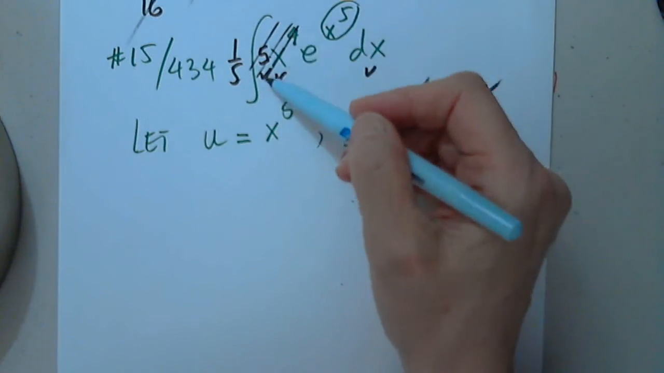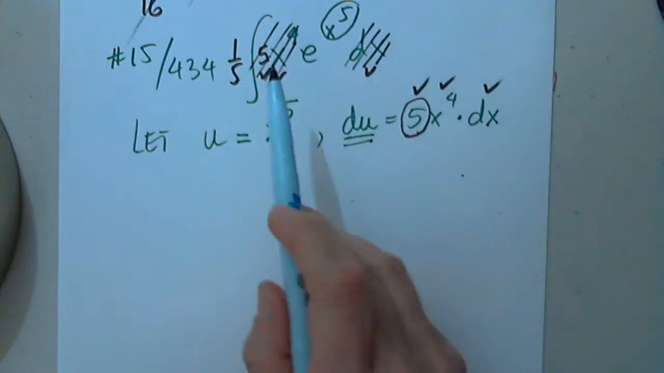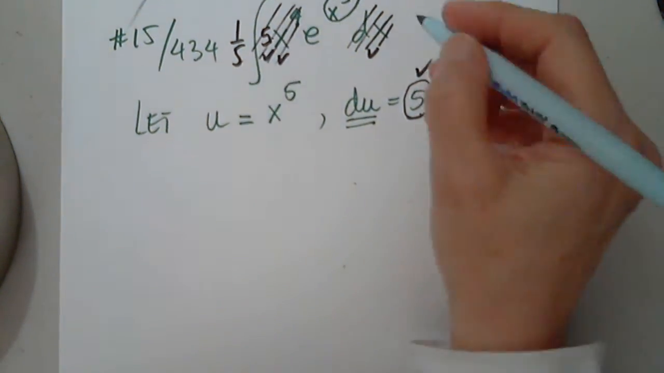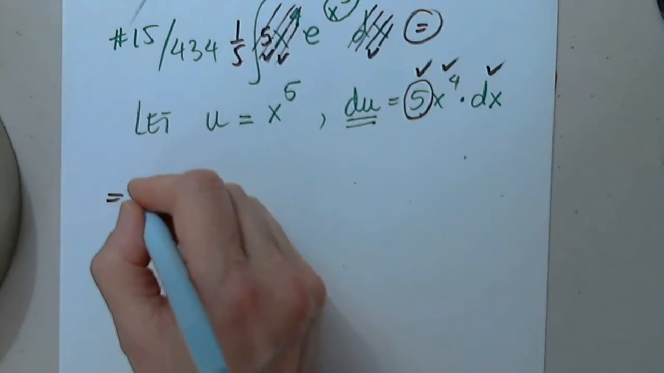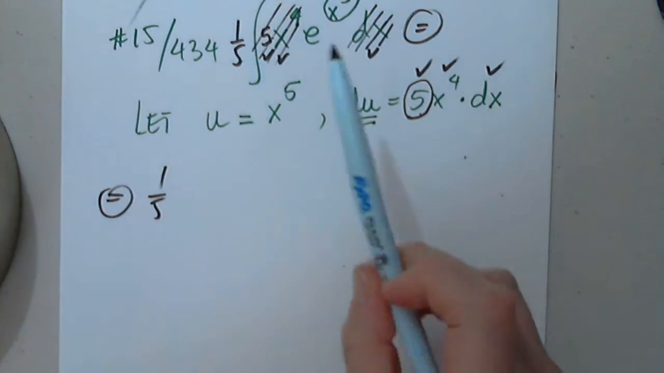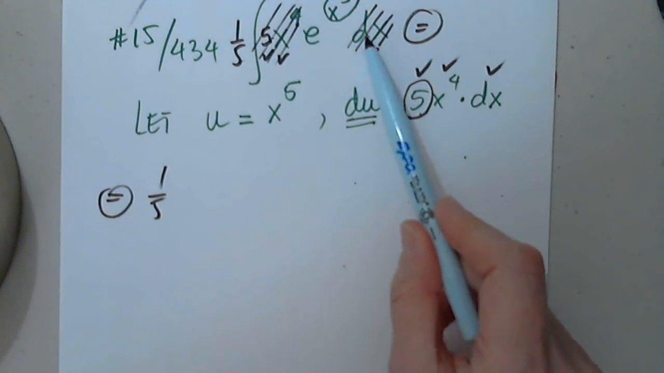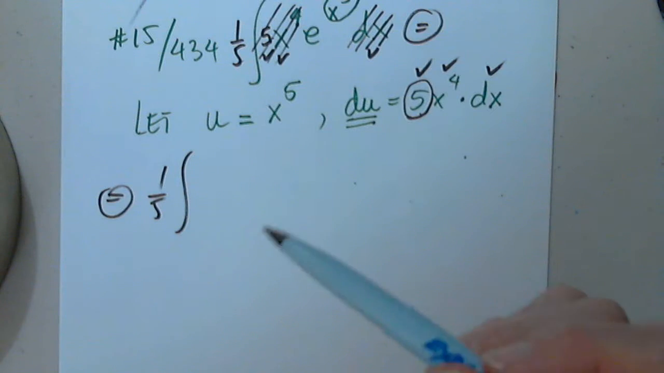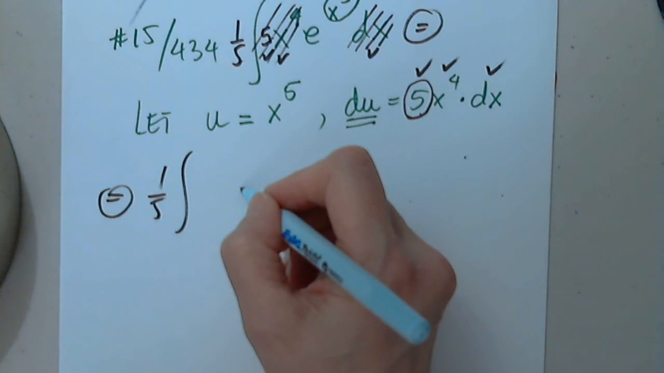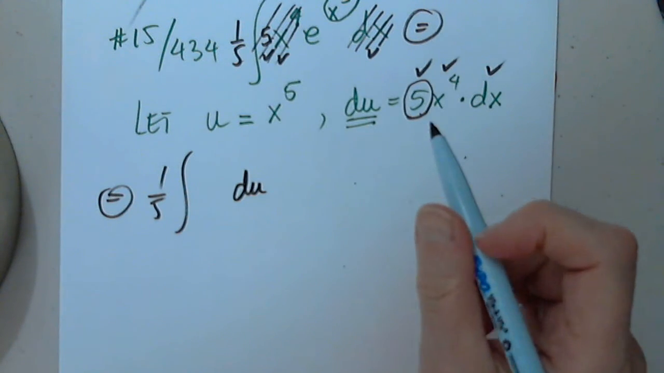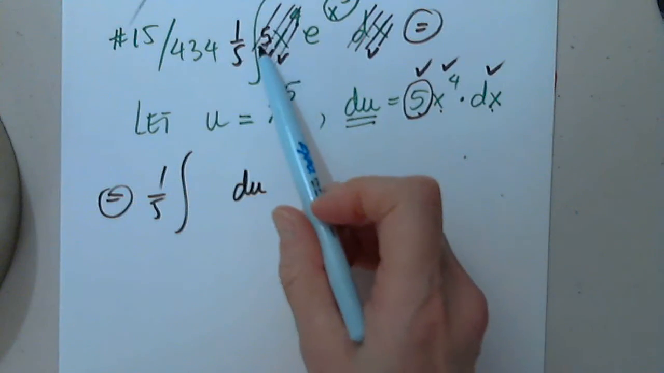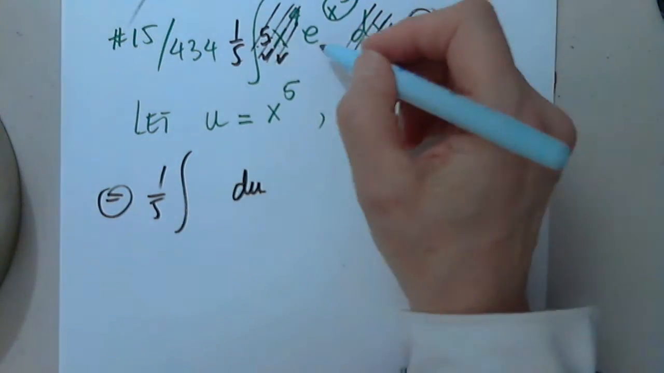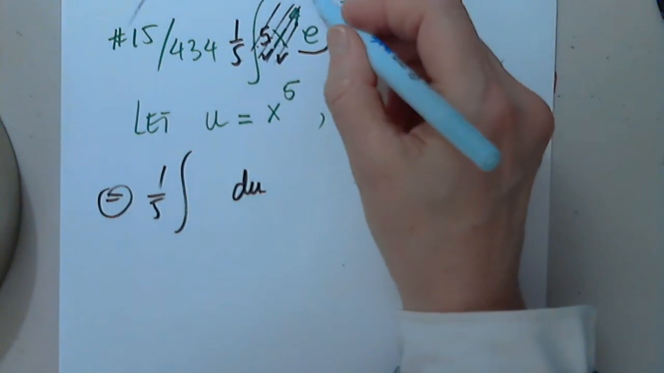All this, don't cross it out. I'm making a point. 1, 2, 3, what are those? Replaced by du. Exactly. 5x to the 4th dx, they're du. Can anyone tell us what this will become?